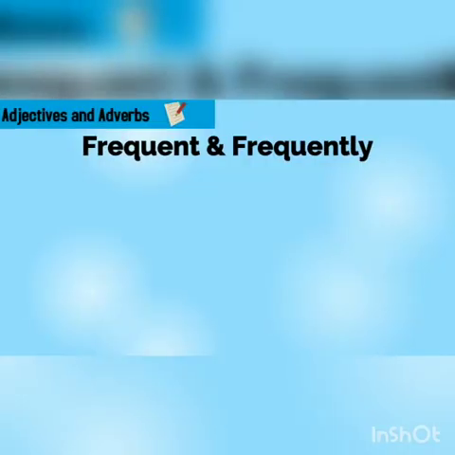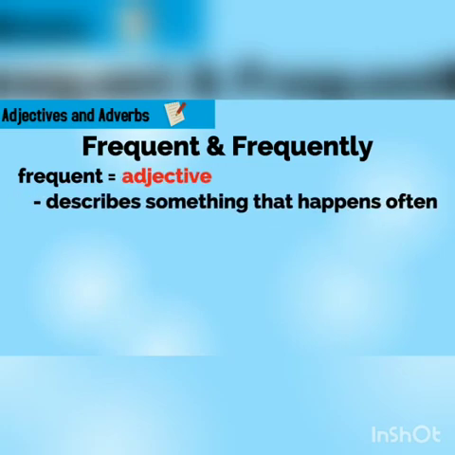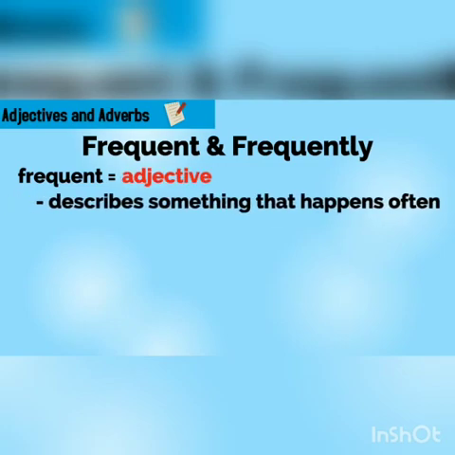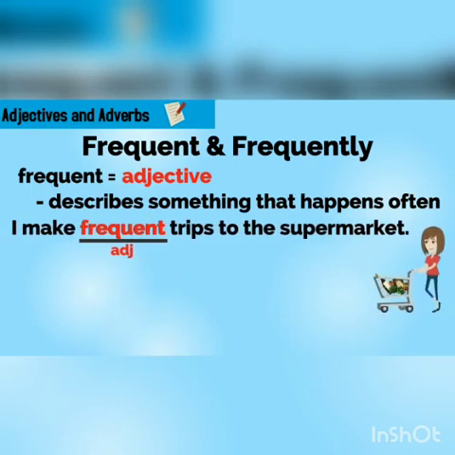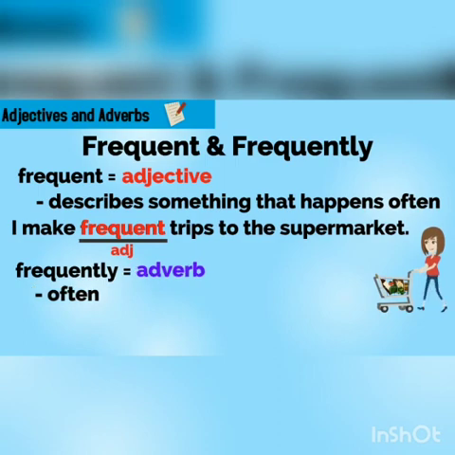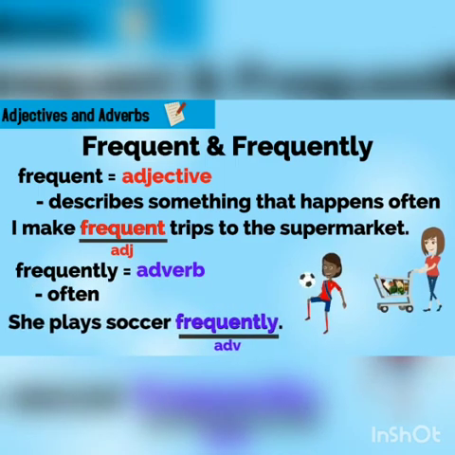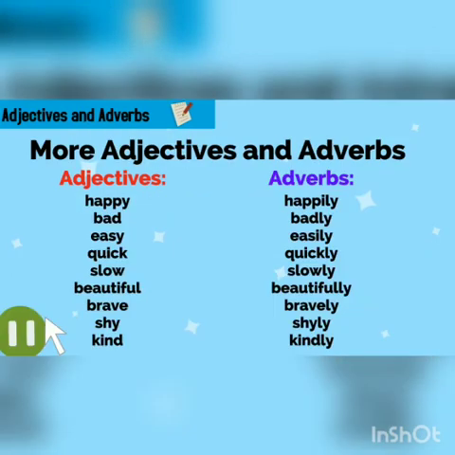So now let's determine what the difference between adjectives and adverbs is. Frequent, adjective, describes something that happens often. I make frequent trips to the supermarket. Frequently, adverb. Often. She plays soccer frequently. And here are other examples for you to learn.